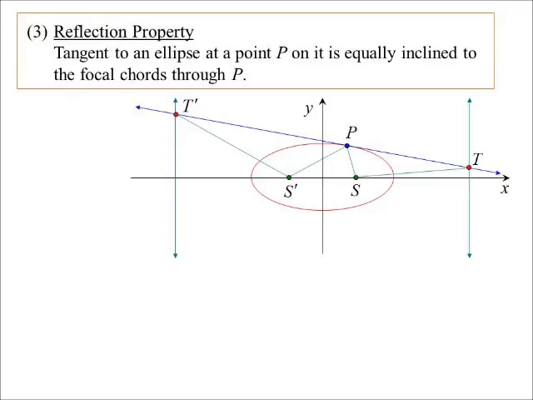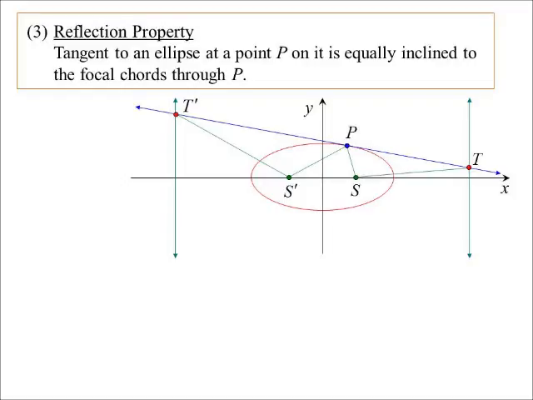Reflection property. Now this is the fun one. Did I show you that elliptical pool table last year? Oh, yeah, you did. Remember that? Yeah. So this is basically the reflection property of the ellipse. The tangent to an ellipse at a point P is equally inclined to the focal chords through P.